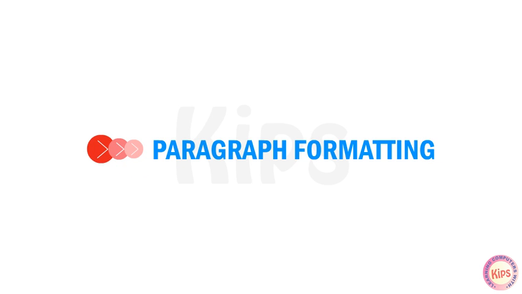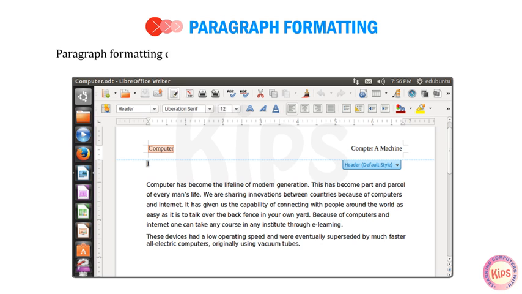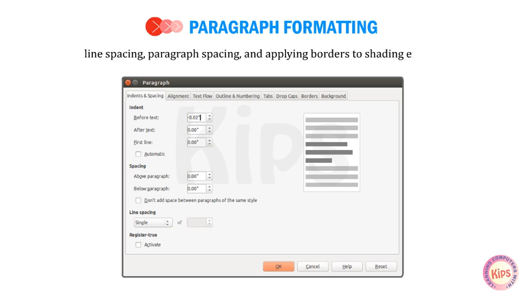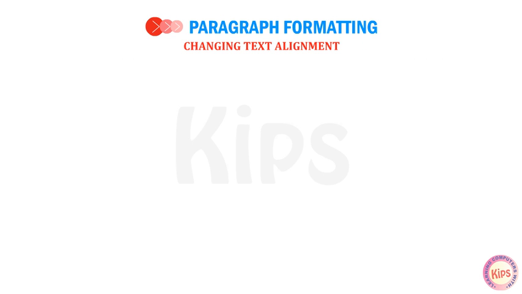Let us now discuss paragraph formatting. Paragraph formatting contributes the most to the final appearance of the document. You can format a paragraph by changing the text alignment, tab stops, paragraph indentation, line spacing, paragraph spacing, and applying borders to shading effects. Let me tell you how to change text alignment.